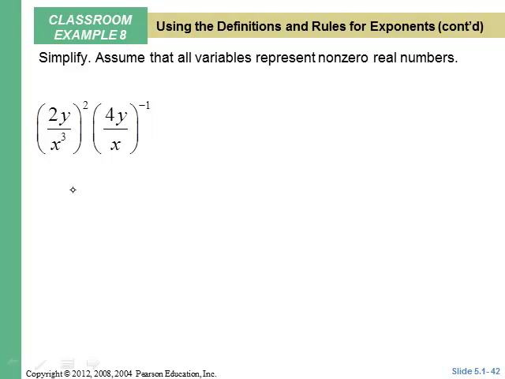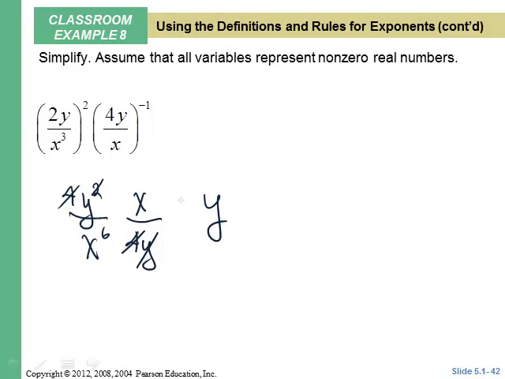This one, 2 to the 2nd is 4. Y to the 2nd over x to the 2 times 3 is 6. Switch numerators and denominators. So the 4's cancel. This y cancels against one of those y's. 2 minus 1 is 1. X minus 6 is negative 5, which is x to the 5th on the bottom.